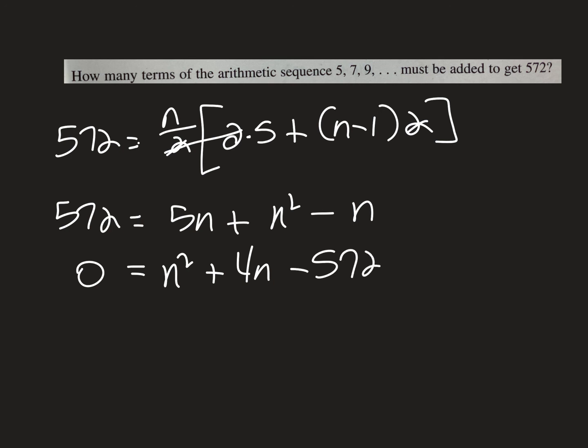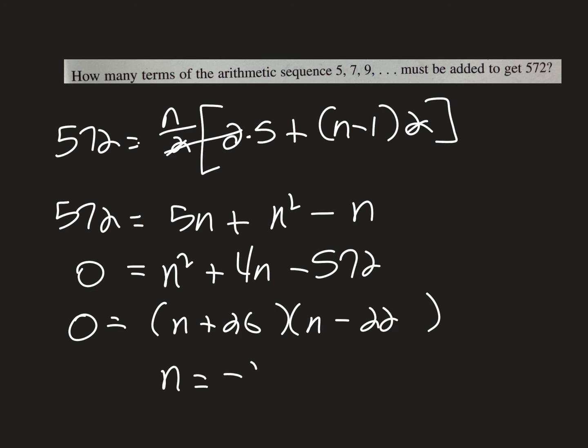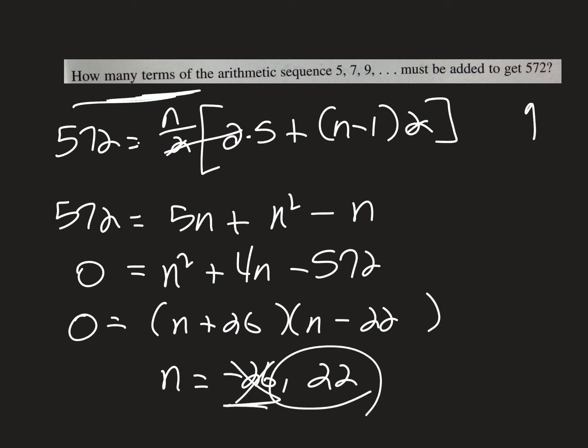Now, of course, this is no big deal. You're just looking for factors of 572 that differ by 4. I'm being a little sarcastic there, but just take your calculator, try some numbers that differ by 4 that will give you 572. And I'll be honest, I pre-planned this one. I get 26 and 22. So my two n's would be negative 26 and positive 22. Now, think about this. Only one of those answers makes any sense. How many terms must be added to get 572? You cannot add negative terms. That's out. It takes 22. You'd have to add the first 22 terms of that sequence right there to get 572.